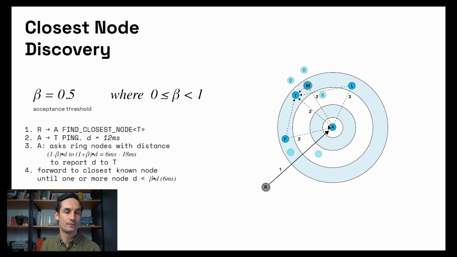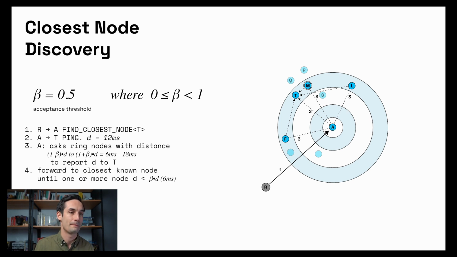A can then do the following. A will first ping T itself and determine its distance to T. Maybe you could look that up from cache, but you probably want to just ping it. So we send a ping, and let's pretend you get back 12 milliseconds. The next thing A is going to do is simultaneously ask all the nodes that have between 6 and 18 milliseconds of distance, which is calculated from this acceptance threshold, a globally set parameter, to go ping T. So F, M, and L are going to go ping T and report back to A the distance that they got.